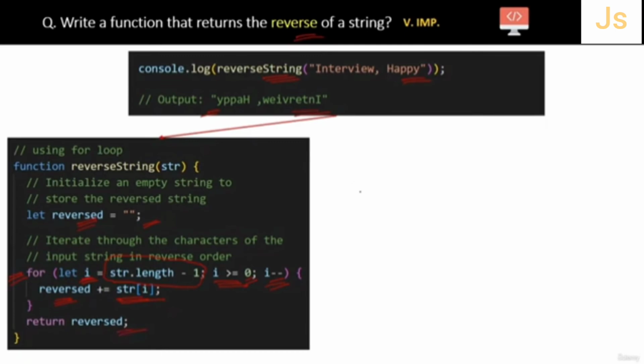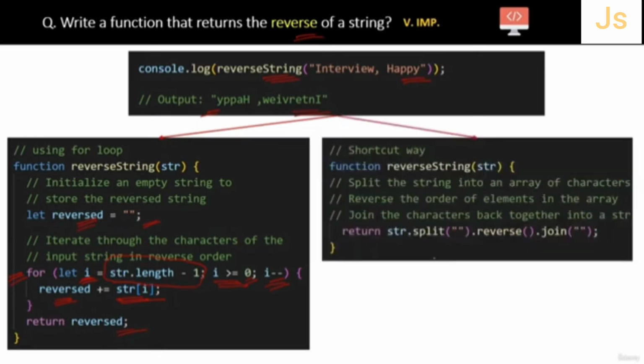But there is one shortcut and very smart way to do it also. That is by using JavaScript inbuilt functions. Here first we split the string into an array of characters by using the split method. Then we reverse the order of the elements in the array by using the reverse method. And at the last, we again join the characters back together into a single string by using the join method. And this one line of code will give you the expected result as an output.